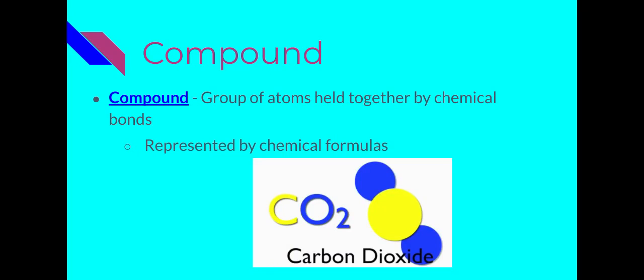Okay, next thing, compounds. A compound is a group of atoms held together by chemical bonds, and it's represented by chemical formulas. The picture here is CO2. CO2 is something we're going to see several times throughout the semester and next semester. It's carbon dioxide. It is a byproduct of cellular respiration. It is a key ingredient for photosynthesis. So it's very important that you understand what CO2 means. Now, what that formula actually is showing you is that that compound has 1 carbon with 2 oxygen, which is where you get the O2.